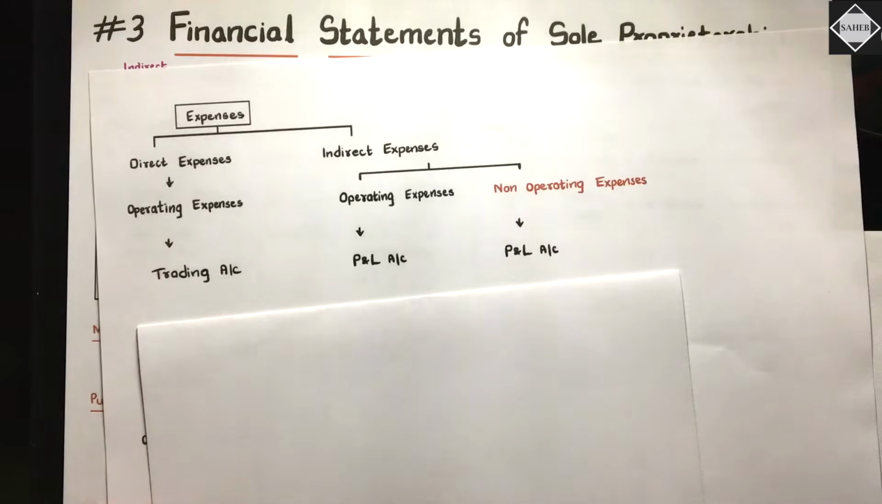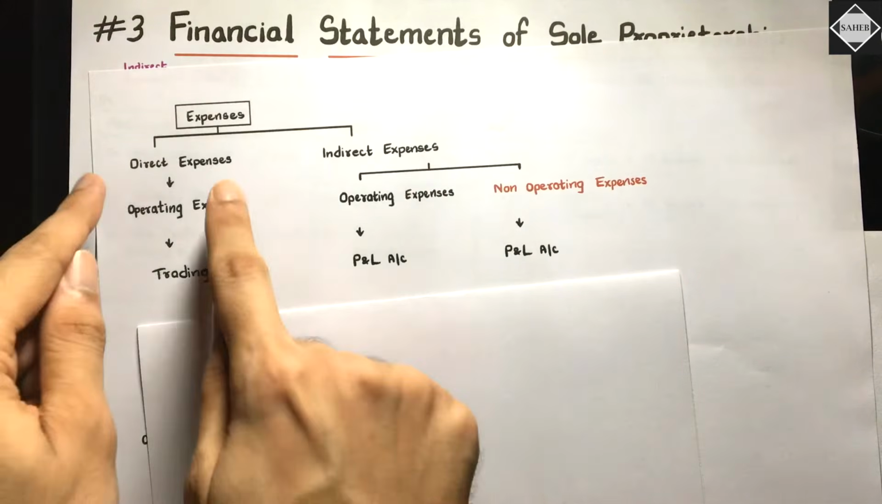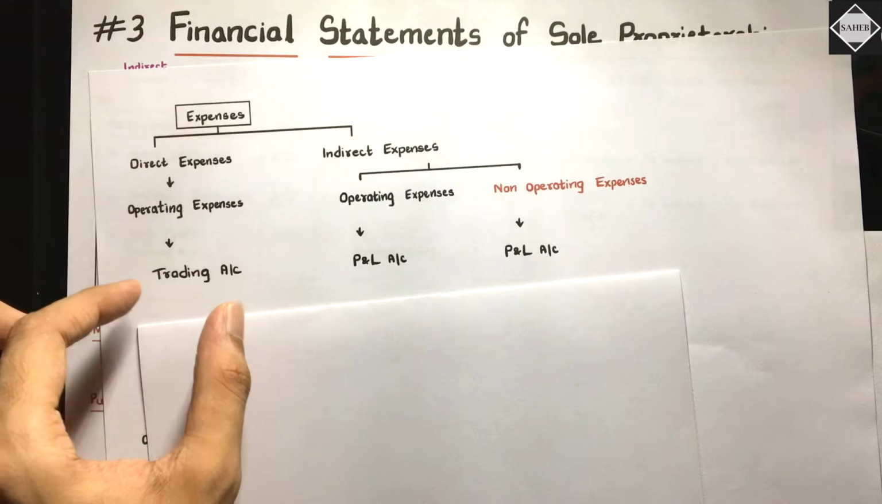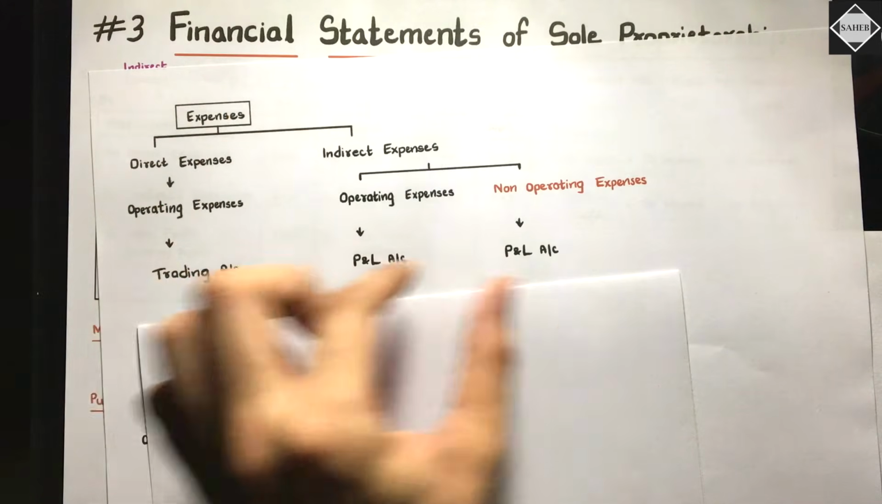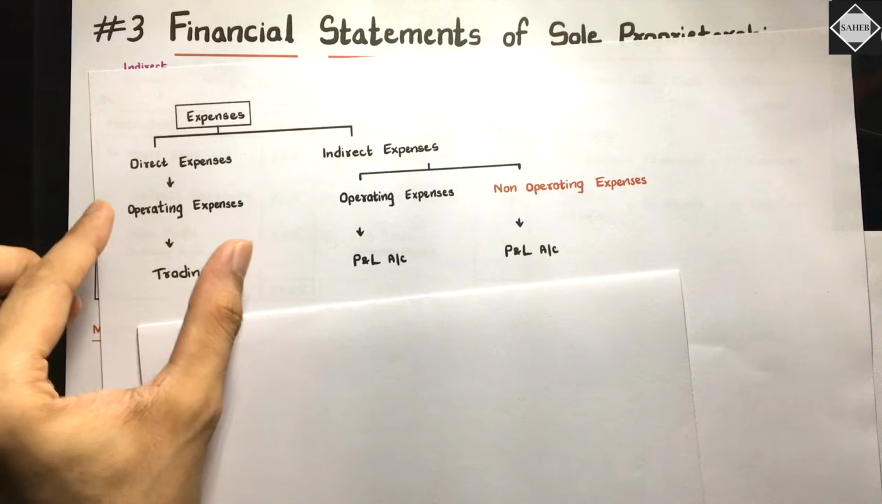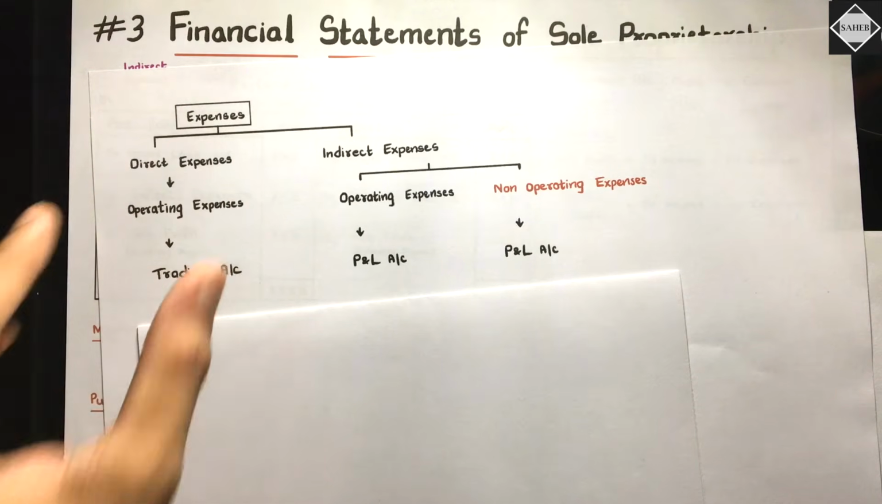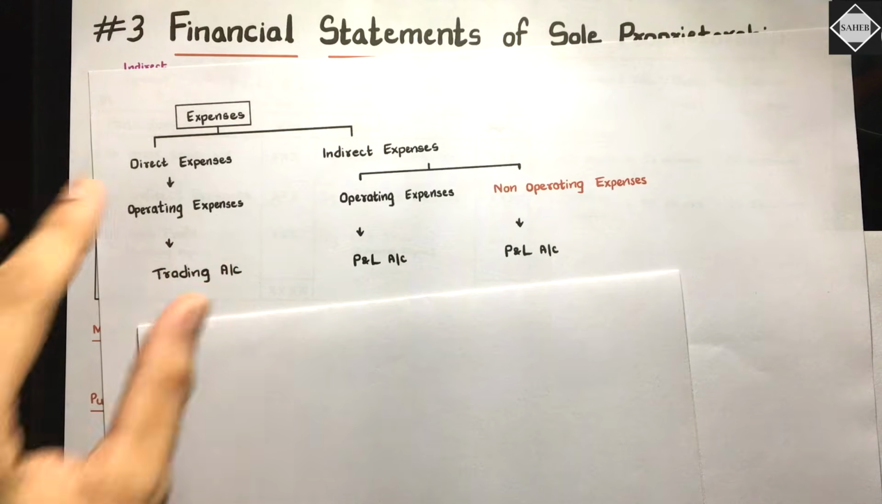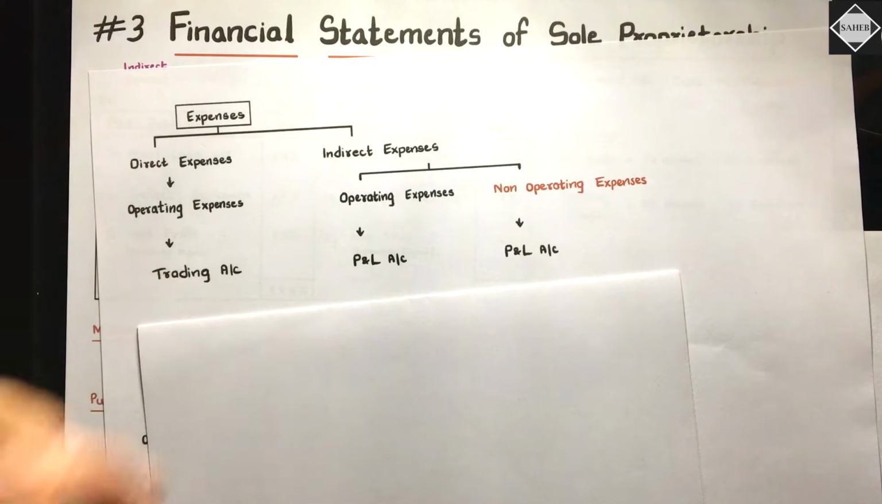See here, we have expenses of two types. You all know, direct and indirect. Direct go in the trading account and indirect go in P&L. We all know that. Now, direct expenses are always operating expenses, focused on buying and selling, directly related with the operations of the business, running of the business, completely operating. Fine, no doubt about that.